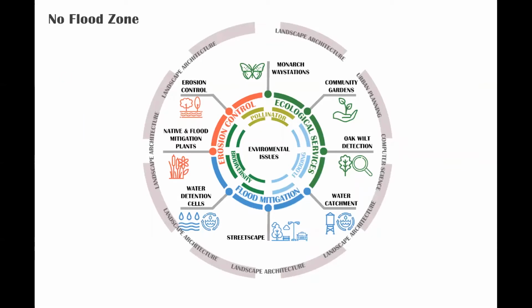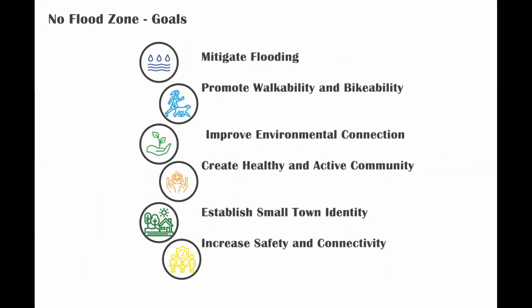Three of our main focuses are erosion control, ecological services, and flood mitigation. Our main goals will be to mitigate flooding, promote the walkability and bikeability of Nolanville, improve the environmental connection, create a healthy and active community, establish a small town identity, and increase safety and connectivity.